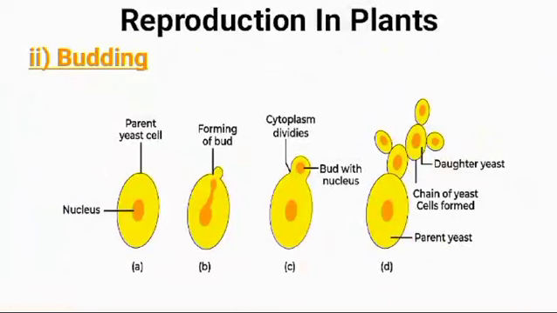Now, budding. Take an example of yeast. In the budding method, a small projection called a bud is formed on the yeast cell. The bud grows and becomes a new yeast cell. The new yeast cells also grow and produce more yeast cells.